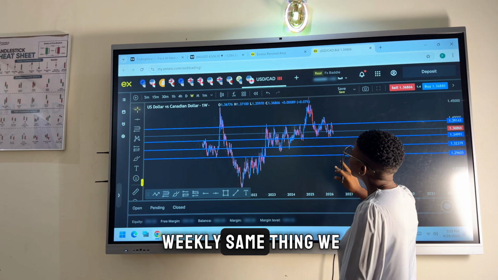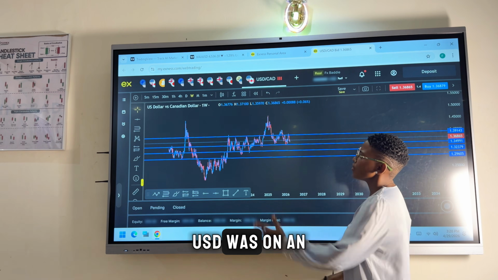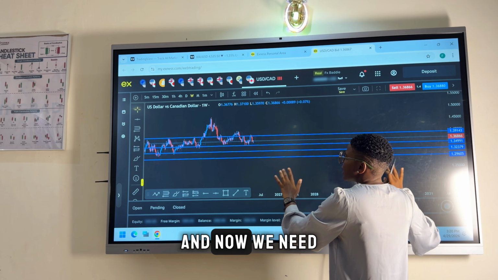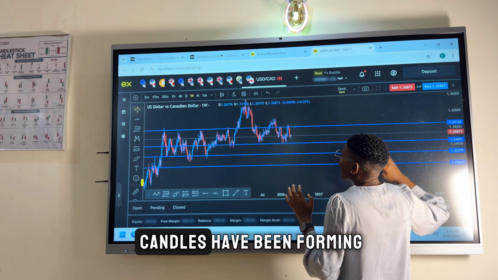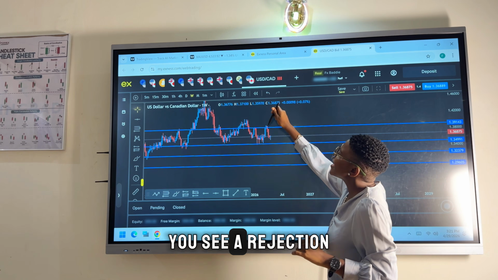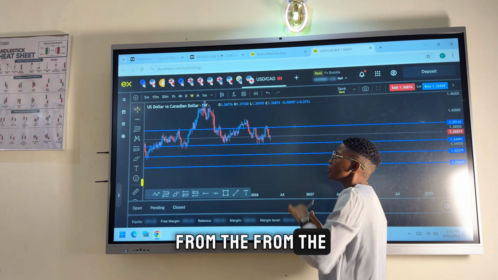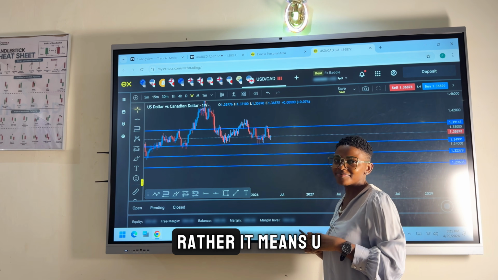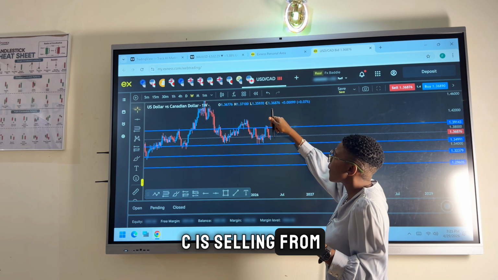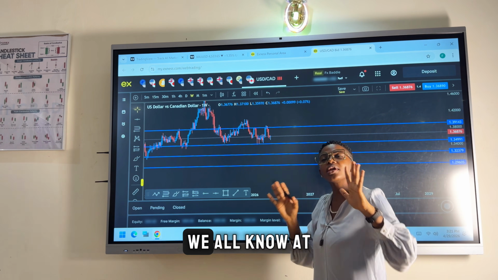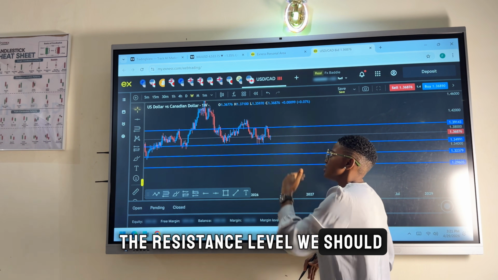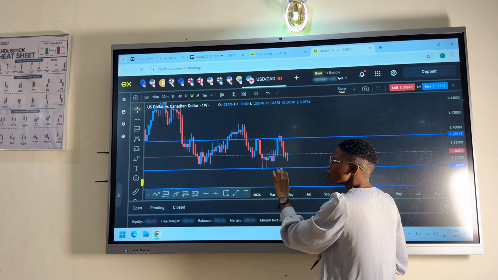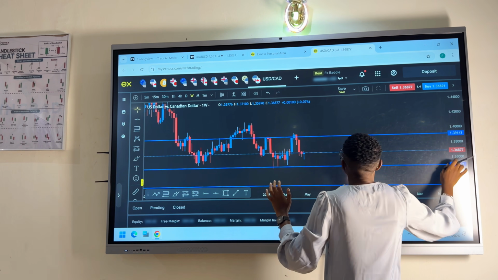So on the weekly, same thing, we can say okay, USDJPY was on an uptrend, but then it's dropping down. That is cool, that is okay. And now we need to examine how the candles have been forming. We see a rejection from the resistance level. It means USD, rather, it means USD is selling from the resistance level. We all know at the resistance level we should sell, so this is good. Now if you look at how price reacted at this support level, you see rejection candles here.